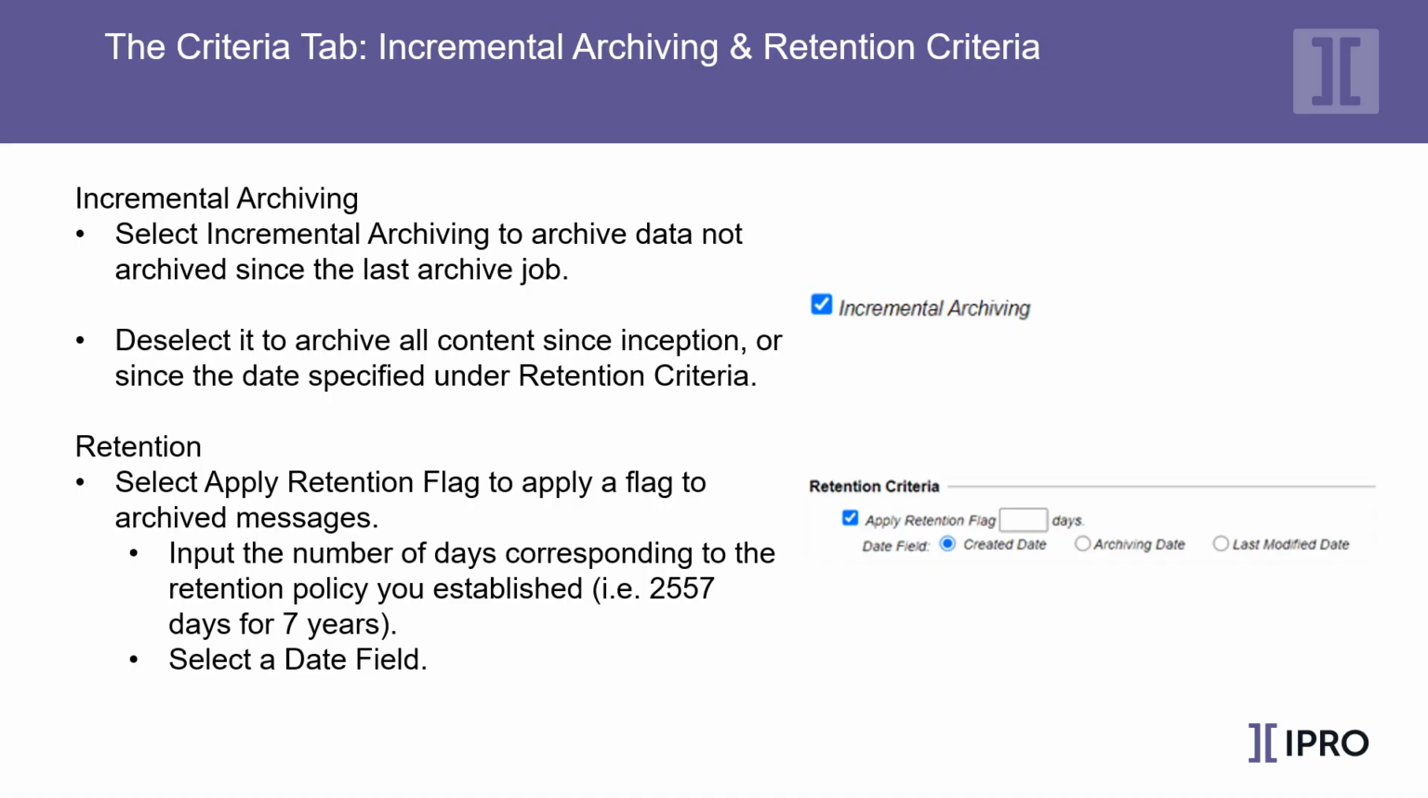Next up is incremental archiving and retention. With incremental archiving, you can choose to archive data not archived since the last job, or to archive all content since inception by deselecting the checkbox. You can also choose to select a specific date for archiving under the retention criteria. With retention, you can apply a retention flag to archive messages, inputting the number of days relating to the retention policy already established, including the proper date field for the policy.